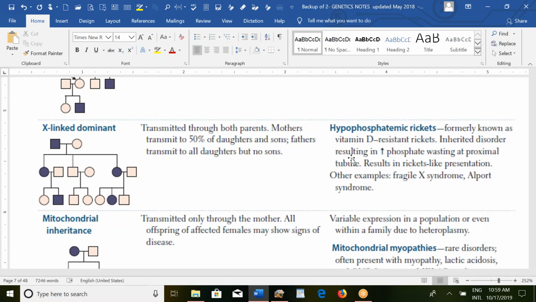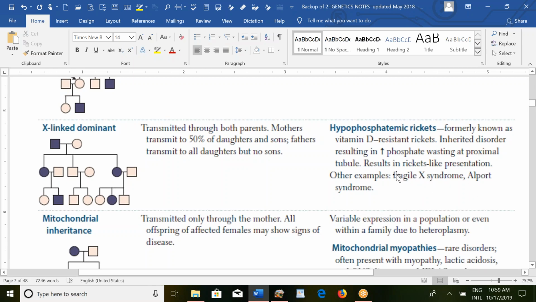One example will be hypophosphatemic rickets. Formerly it was known as vitamin D resistant rickets. It is an inherited disorder resulting in phosphate wasting at the proximal renal tubule, and it results in a rickets-like presentation. Other examples are Fragile X syndrome and Alport syndrome.